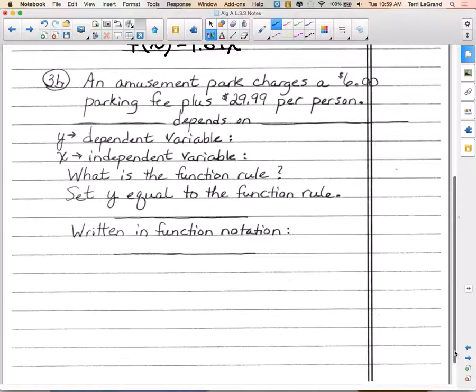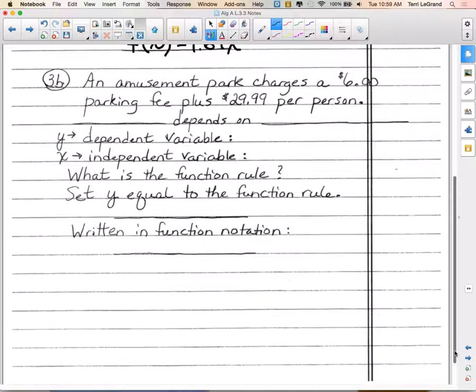How many people are you going to take to the amusement park? Number of hours, okay, is there anything in here that says per hour? No. So you think the number of hours is going to play a role? No? The parking. No. The park charges $6 to park the car and then $29.99 for every person that comes through the gate of this amusement park.